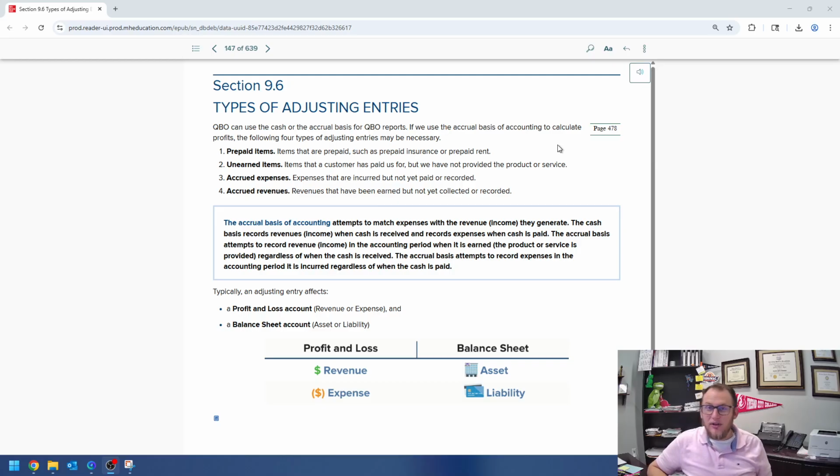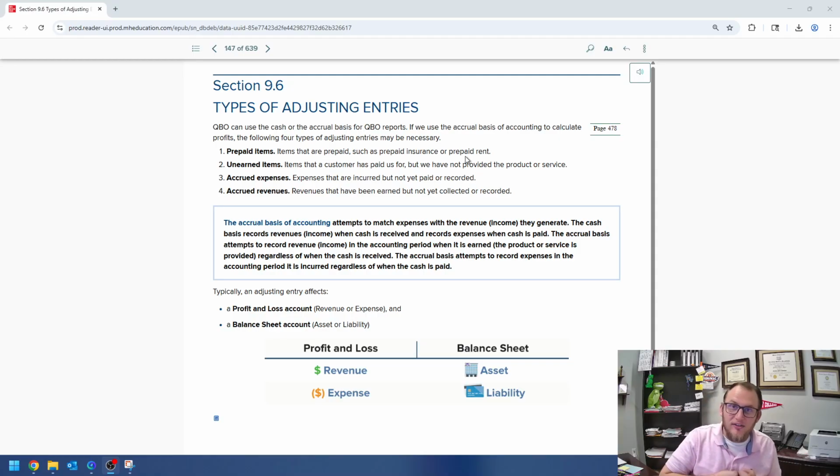So we'll make an adjustment to book the prepaid. Here's what we've paid and we currently have it in our expense account, but really we only utilized half of what we paid, and so we need to book that to the prepaid account and reduce our expense because we actually utilized less of that expense. Or there are unearned items, which are going to be the exact opposite.